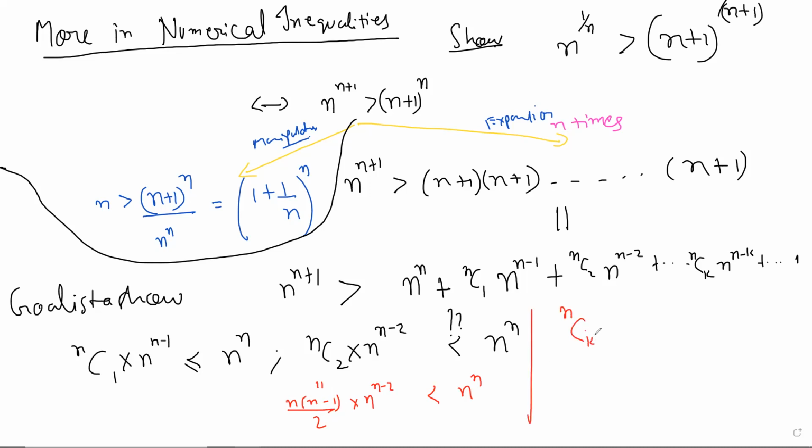With the same thing, you can show that basically you have to show that this is less than n to the power k, which you can do in the same way. And then when you multiply this by n to the power n minus k, this is going to get adjusted and you get n to the power n. This is something that you can do in the same way by using the algebra of this combinatorial quantity.